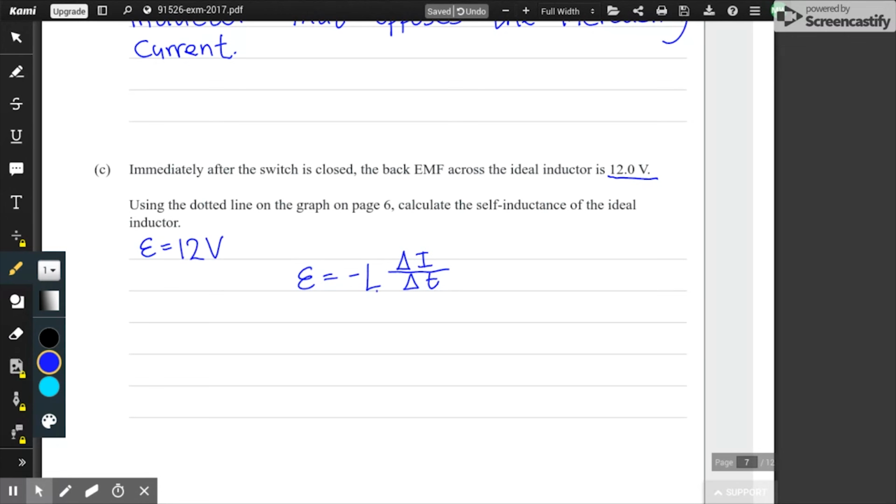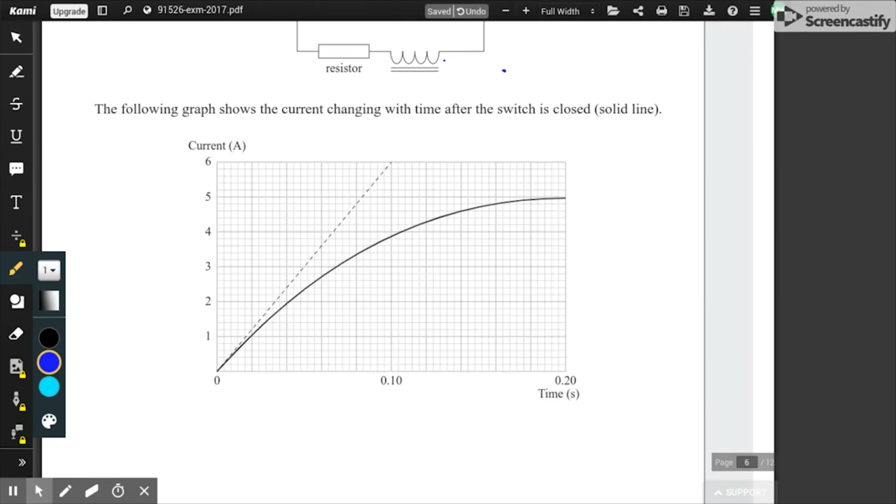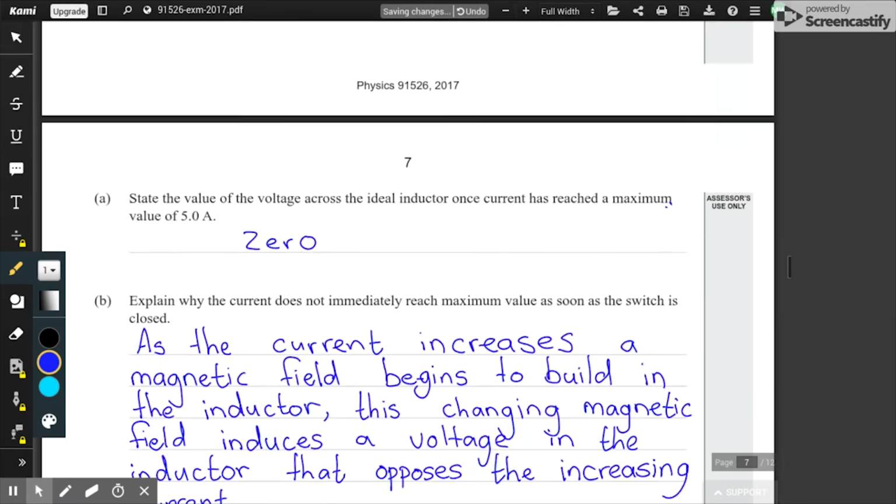So we are wanting to find our inductance. We know our EMF, and we can find the rate of change of current here on our graph. So we can see that, let's take it between these 2 points just to make it easy on ourselves. We can see there that our change in time is 0.1 seconds and our change in current is 6 amps. So let's write that down here.